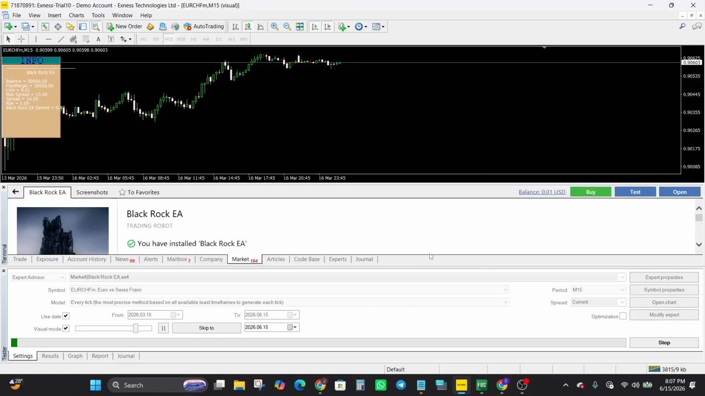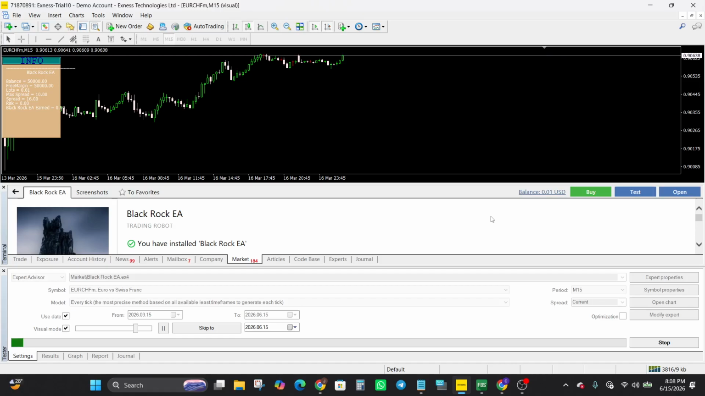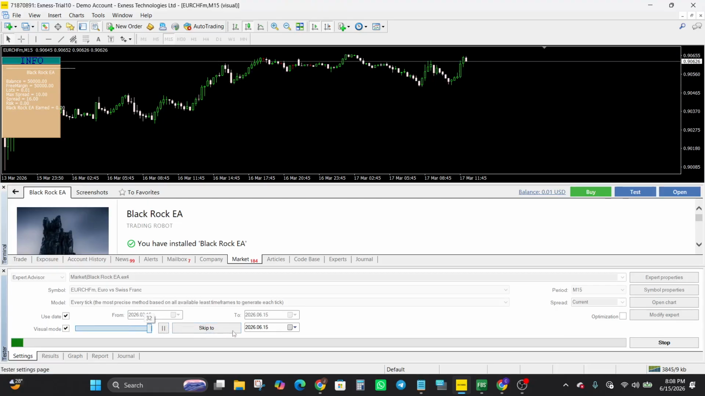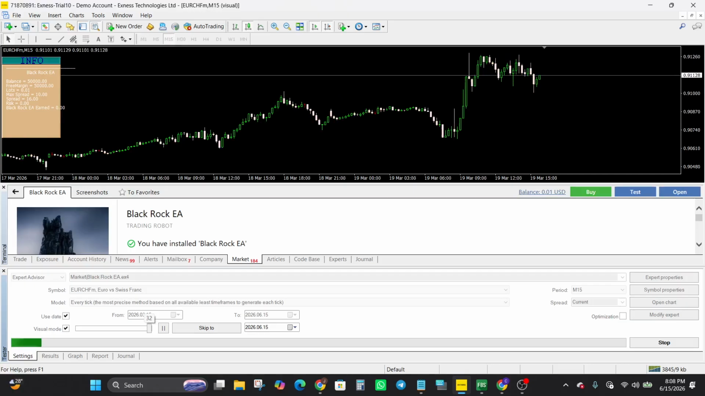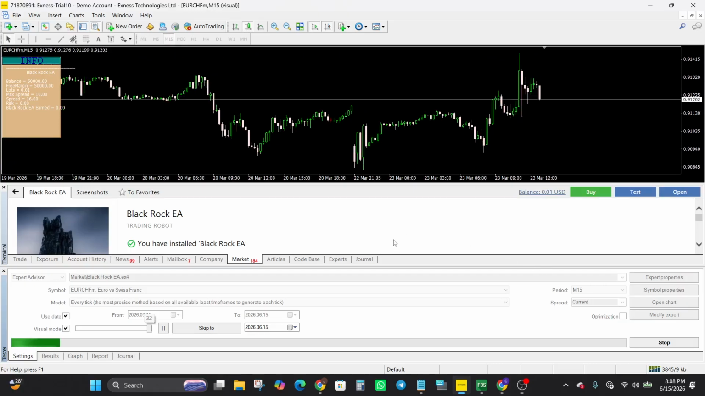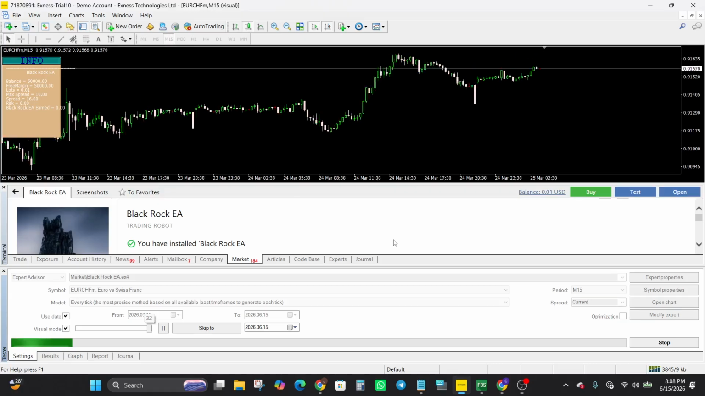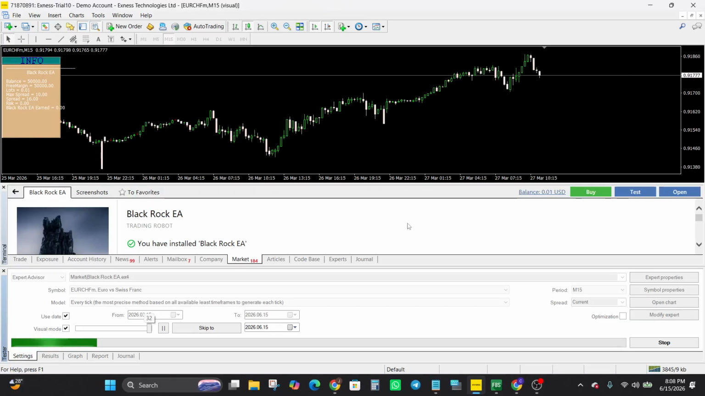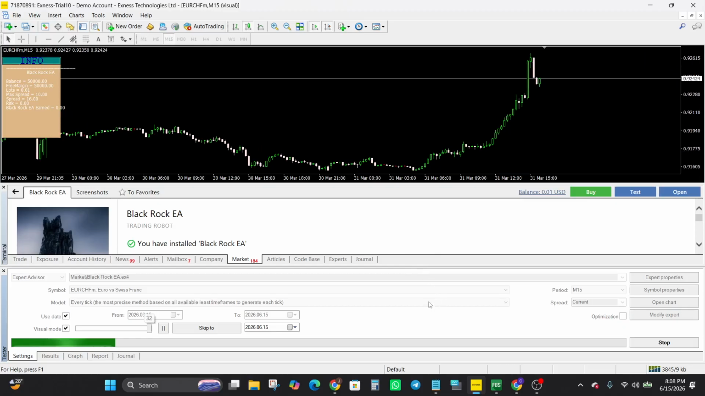particular backtesting. Now, as with any automated trading system, historical backtest results should be viewed as historical analysis rather than an indication of future performance. Actual results can vary depending on risk settings, lot size configuration, broker execution quality, spread conditions, slippage, market volatility, and any optimization performed by the user.